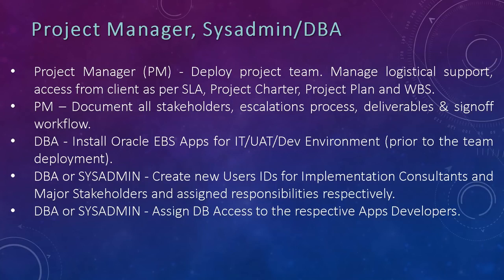And then the DBA's role is to install application in IT, UAT, and dev environments before the deployment of the other team members like application consultants. They also must create users for the first time for implementation consultants and the other major stakeholders and assign them the responsibilities as per their roles. DBA also has a responsibility to manage DB access for application developers. So application developers may have access to different DB tables and to query data and also be able to develop customized reports as required. After managing all of these steps, the project manager is formally able to kick off the project team at the implementation site or at the client site.